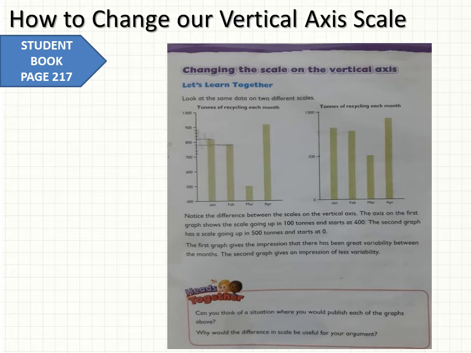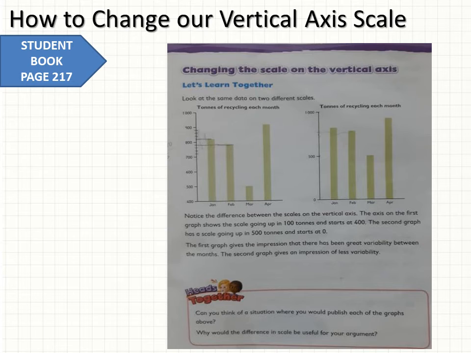So we can equally choose another scale. We can choose a scale of 200 intervals. We'll be adding 200 to make the next number. So we can have 200, 400, 600, 800, then 1000. We can equally have that. Do you know that that graph is equally going to show things in a different way? Even though we have the same information, it will show the differences in the months in a different way as well.